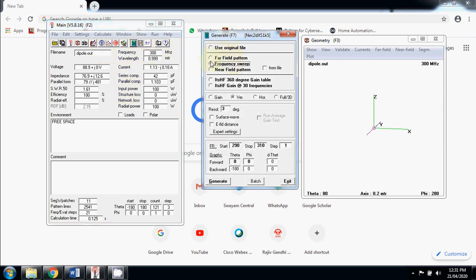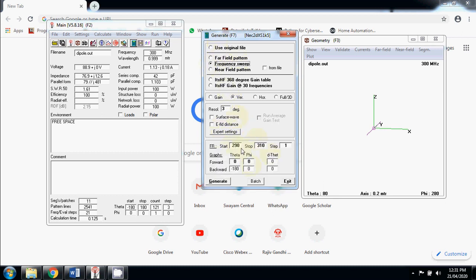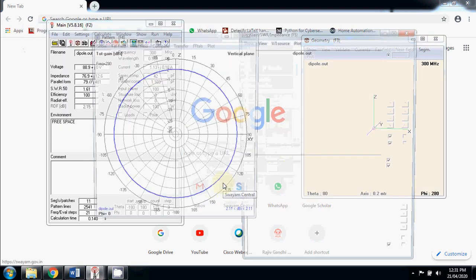Now this time, rather than clicking on far field pattern, we'll click on frequency sweep. When we click on frequency sweep, these new options will appear. Because our antenna is working at 300 megahertz, our rectangular graph should have a frequency scale on the x-axis. Our 300 megahertz should be somewhere at the center. So 290 to 310 megahertz, this range will make our 300 megahertz appear at the center of the range. So just click on generate.